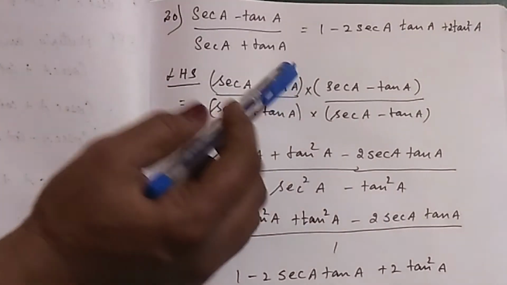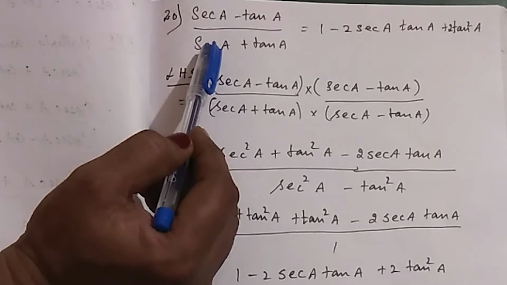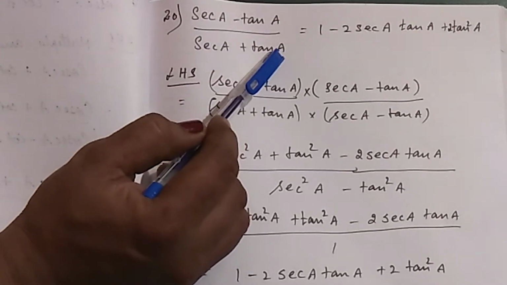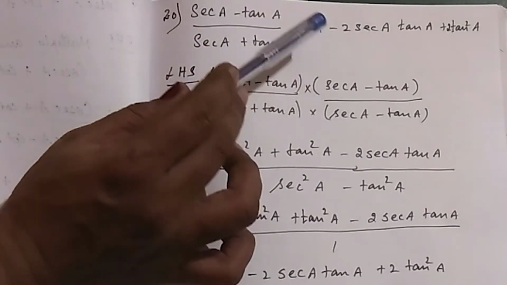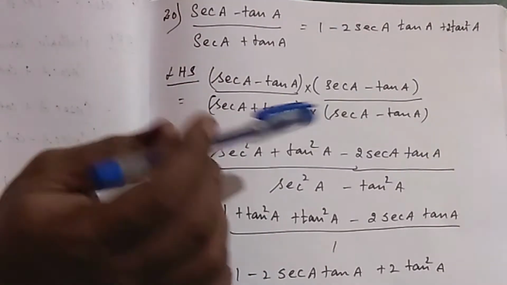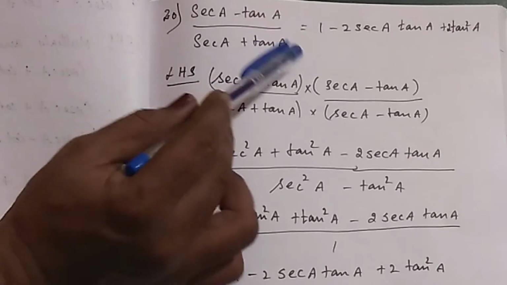Okay. So, here secant A plus tan A. If I multiply and divide by A plus B, so multiply and divide by A minus B, secant A minus tan A.